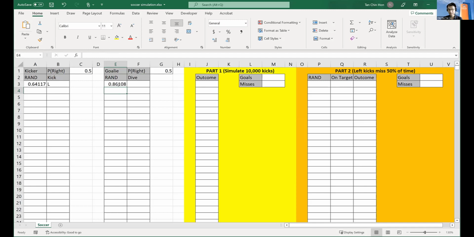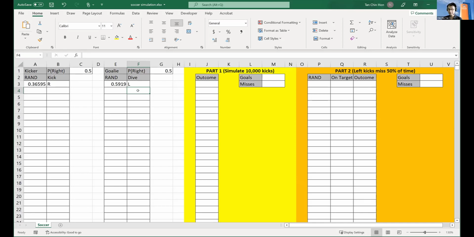And so based on this second random number, we will decide whether the goalie is going to dive to the right or dive to the left. The formula for this is: if the number in cell E3 is less than the number in G1, then we will say that the goalkeeper dives to the right. If not, we're going to say that the goalkeeper dives to the left. So let's do a quick check again. 0.01 is less than 0.5, and so the goalkeeper dives to the right. 0.59 is bigger than 0.5, and so the goalkeeper dives to the left.